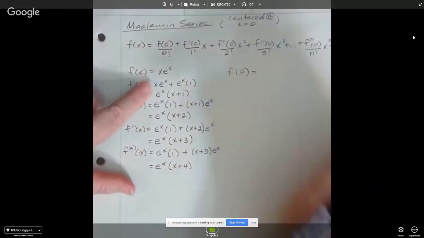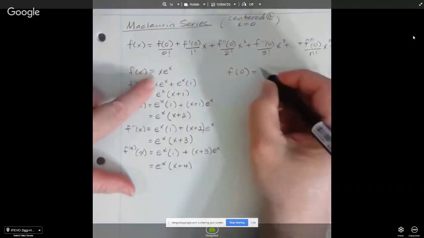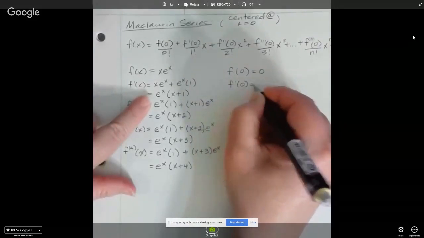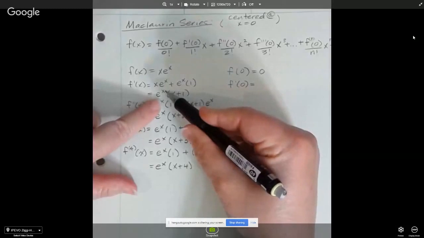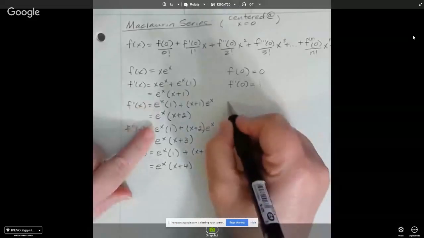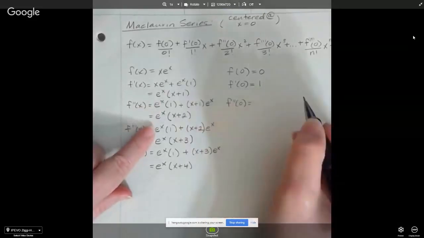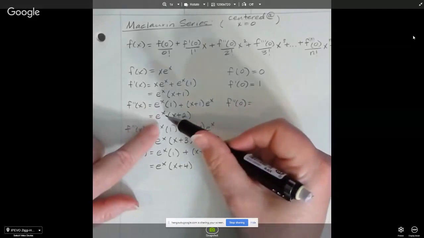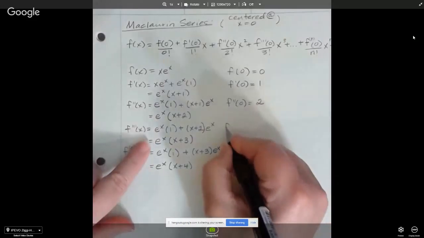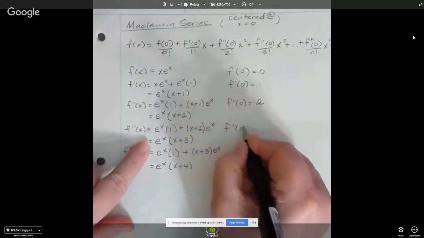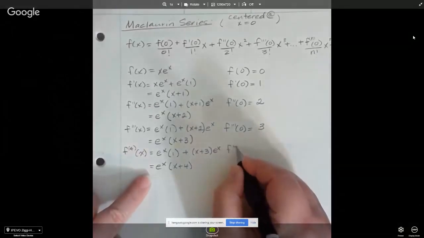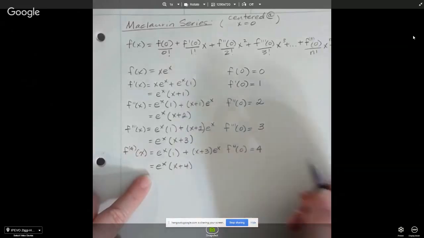So when I evaluate it at 0 here, well, the first term is 0. And then f prime of 0 is, well, I'm going to go to this. e to the 0 is 1. Times 1 is just 1. So f double prime of 0 is equal to e to the 0 is 1 times 2, which is just 2. Triple prime would be 3. And the fourth derivative evaluated at 0 would be 4.